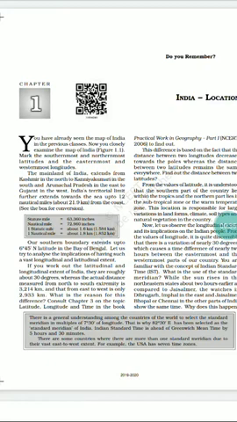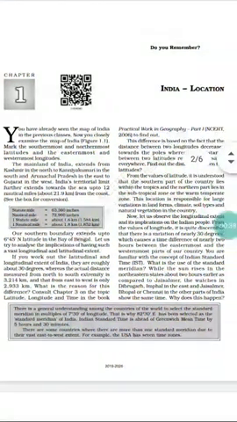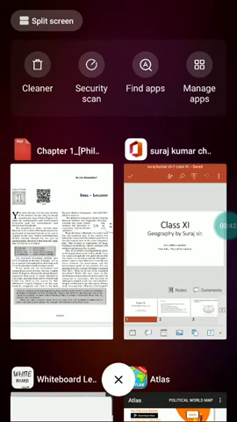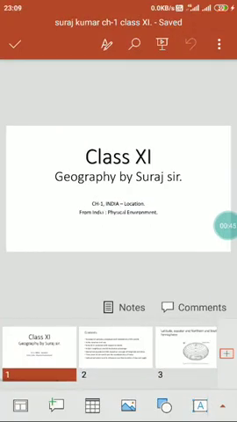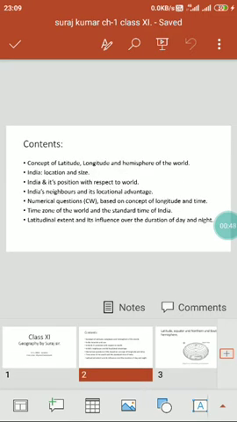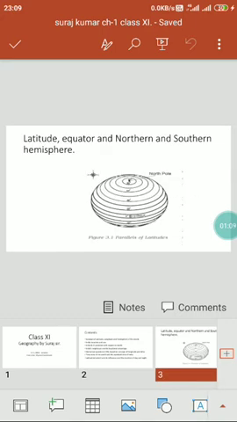Before shifting into the direct topic, I want to first discuss a few of the important basic concepts related to this chapter, like latitude, what is longitude, all these things we will discuss one by one. Firstly, we will discuss latitude, longitude and the hemispheres of the world: northern hemisphere, southern hemisphere, eastern hemisphere, western hemisphere, and so on. Then we will look into India's location and size, and then all the other details. So firstly, starting with latitudes, the equator and the northern and southern hemispheres.